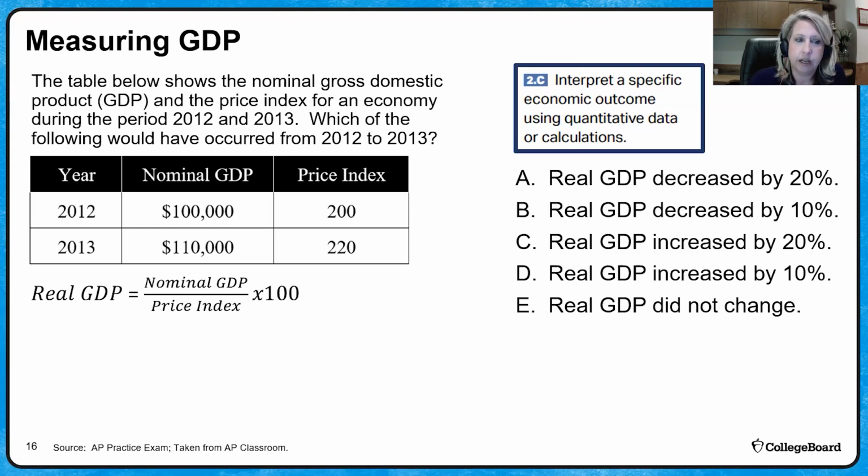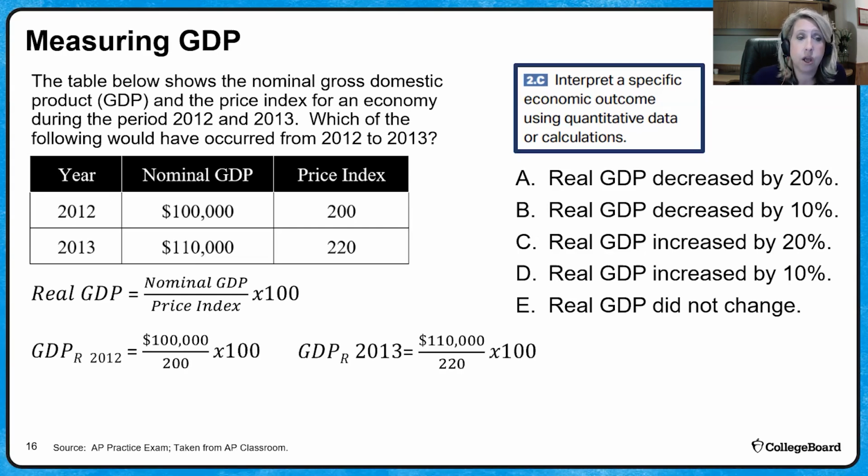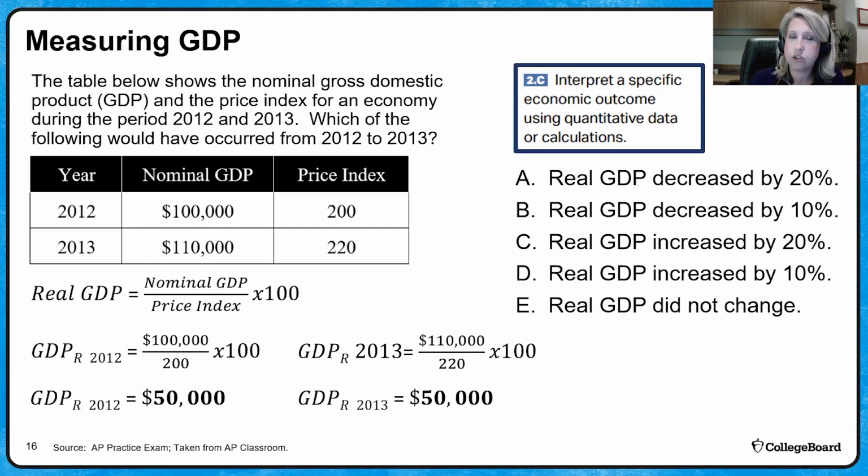If we do this formula, then we can deflate both of our nominal GDP figures. So when you're deflating, you're making something smaller, right? So usually nominal GDP increases and we need to deflate nominal GDP in order to find real GDP. That should help us remember we're doing some division here. So when we plug in our numbers and solve our formula, we see that real GDP in 2012 was 50,000, and real GDP in 2013 was 50,000. That means real GDP did not change.